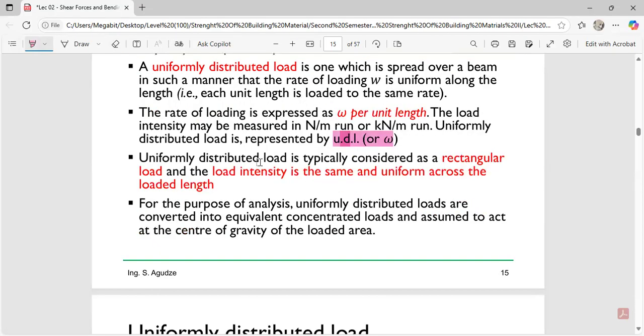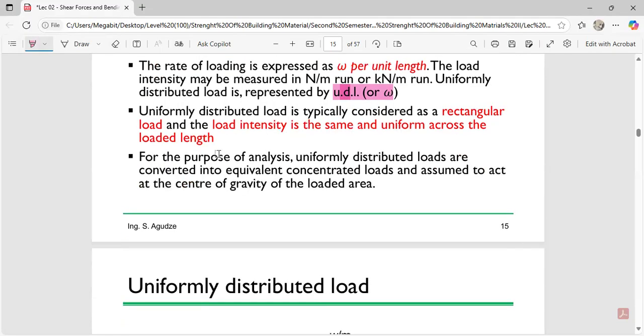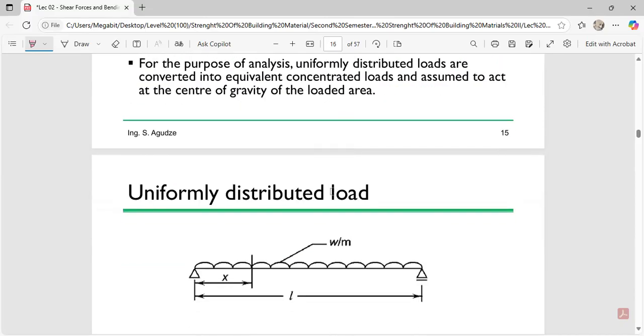Uniformly distributed load is typically considered as a rectangular load, and the load intensity is the same and uniform across the loaded length. For the purpose of analysis, uniformly distributed loads are converted into equivalent concentrated loads and are assumed to act at the center of gravity of the loaded area.